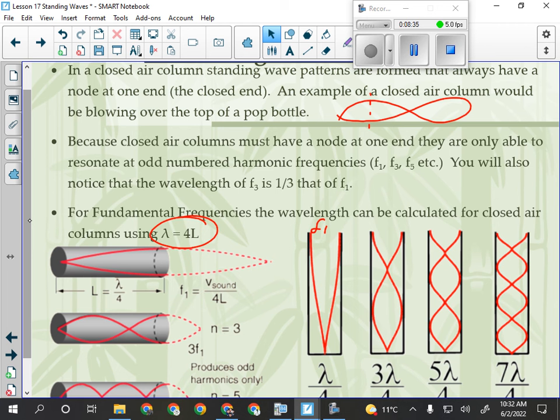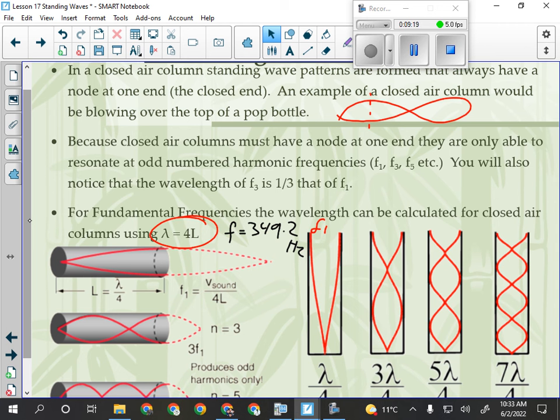So I'm going to have a tuning fork, and I'm going to pick F. I don't know why, I just picked it. The frequency of this F note is 349.2 hertz. And all I'm going to do is fill my column, oddly enough, up with water.